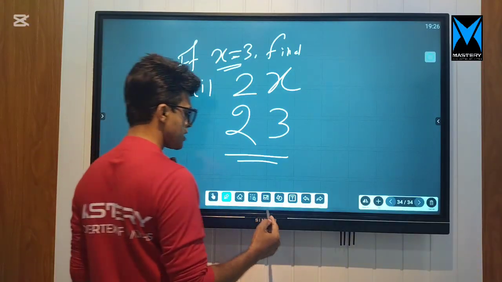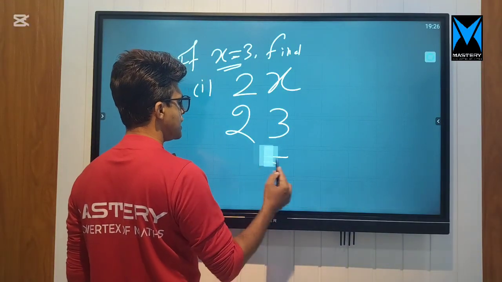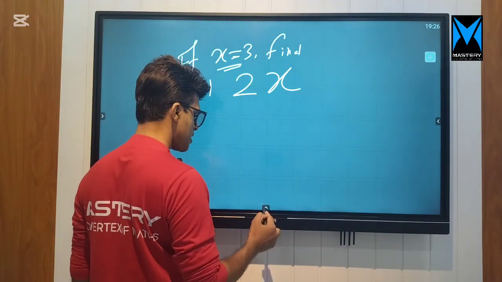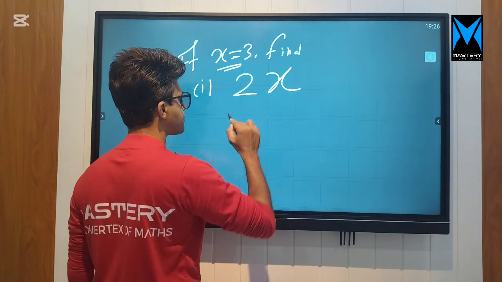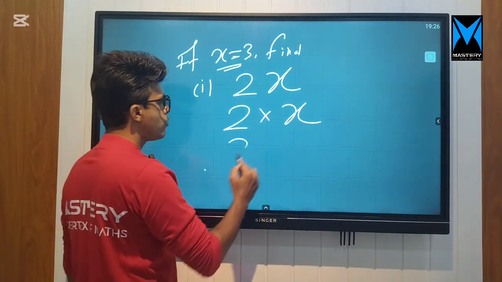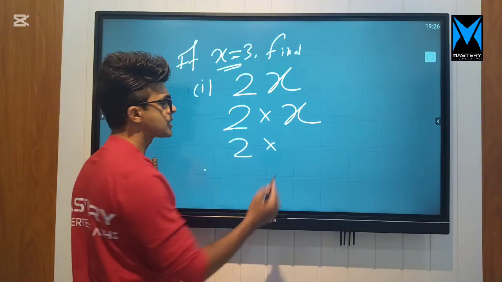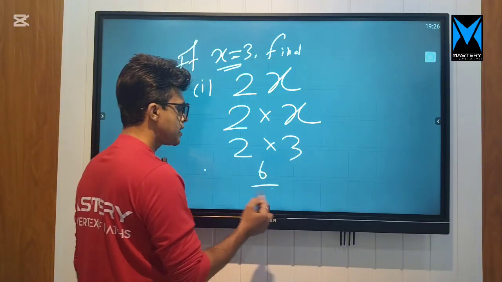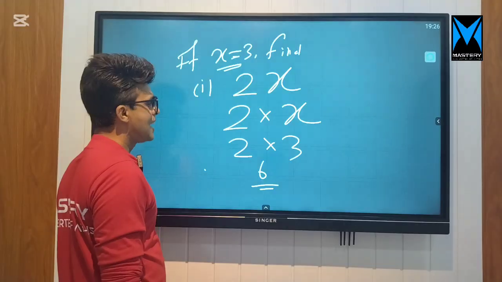You have to know that 2x means first 2 into 3 here. 2x means 2 into x. So now you could substitute that x equals 3 here. 2 times 3 is 6. This is the answer here.